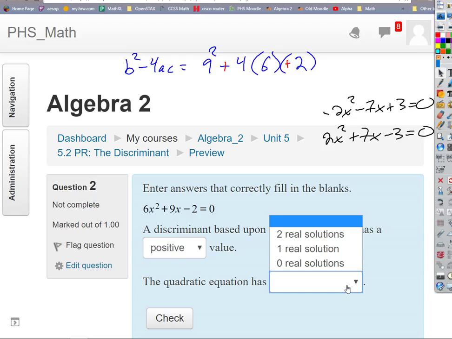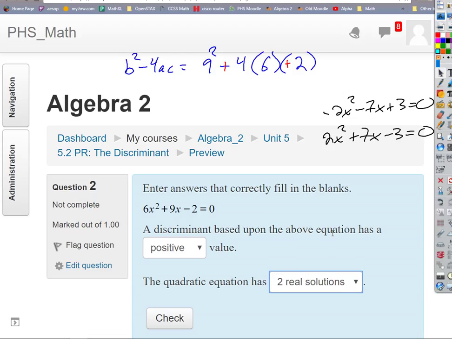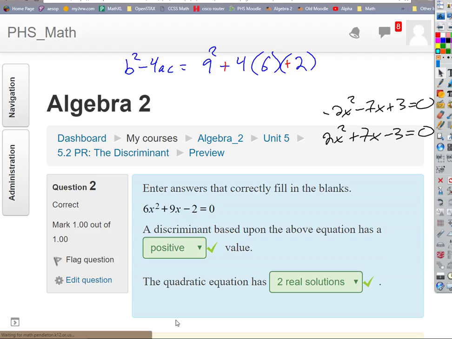And if it's positive, what happens? If the discriminant is positive, yeah, 2 reals, right? Okay? So that's pretty simple. You don't even have to really do the math. You can just look at that one and say, oh, positive. Because minus 4ac is going to end up giving me a positive result, right? Okay. Try another one.